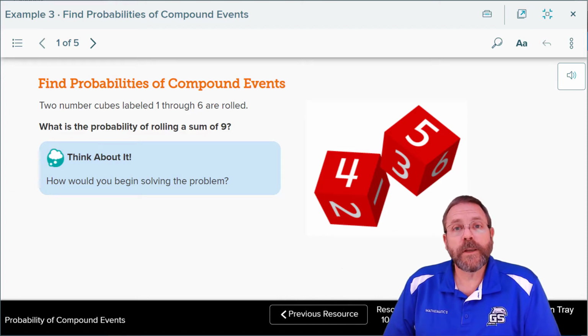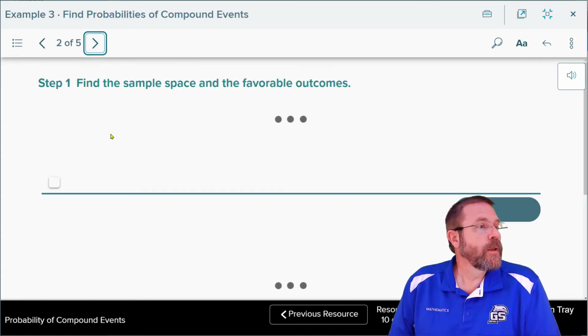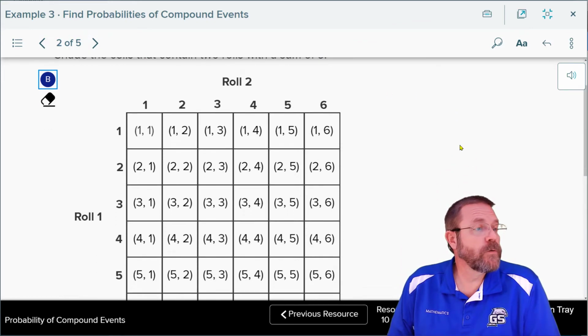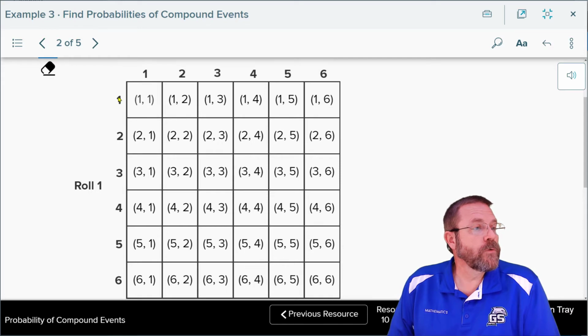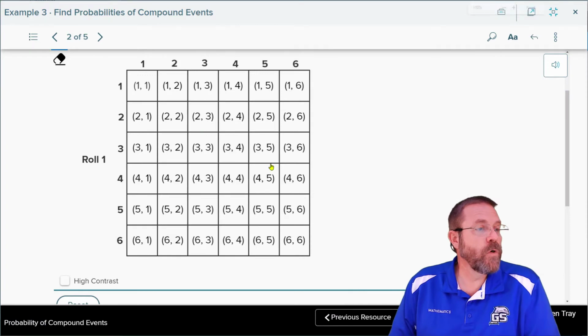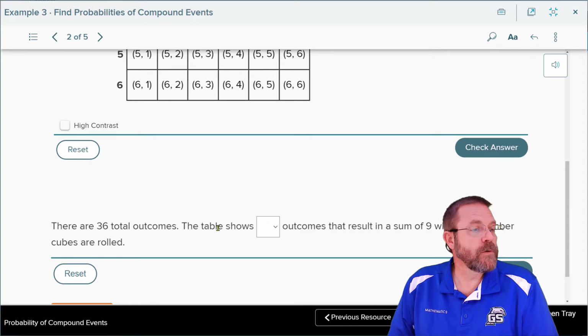Now, you're looking at a pretty intense tree diagram here, so let's see how they actually went through this. Following through the sample space, they made a table instead. Tables are a great option for this because you can see if they rolled a 1 on the first cube, they could roll a 1, a 2, a 3, a 4, a 5, or a 6 on the second cube. If they rolled a 2 on the first cube, they could roll a 1, a 2, a 3, a 4, a 5, or a 6 on the second cube, all the way down until you have a total of 36 different possible outcomes here.